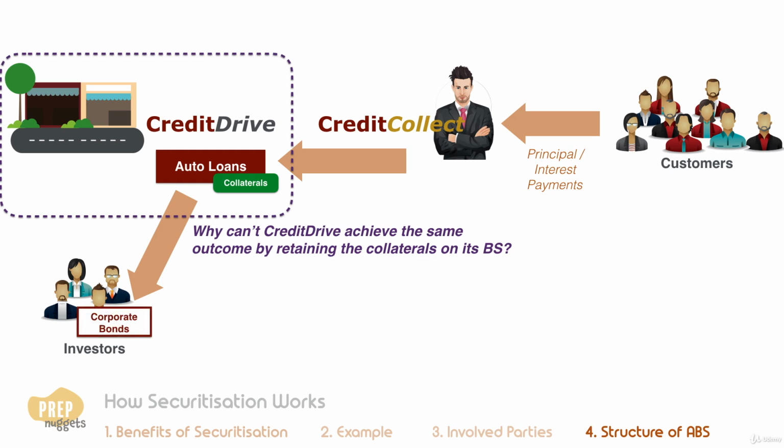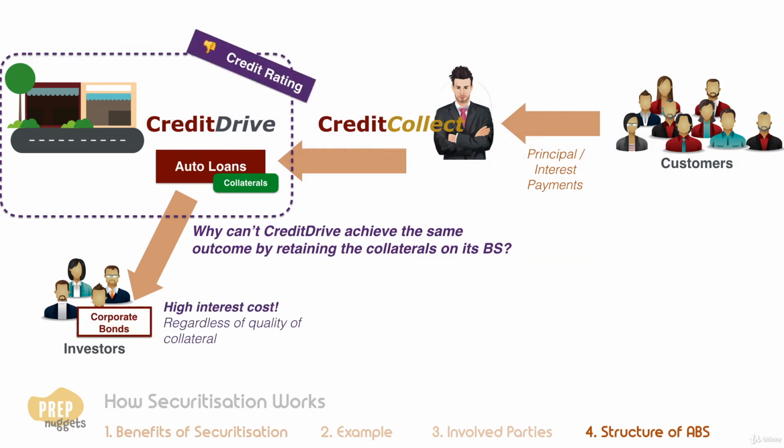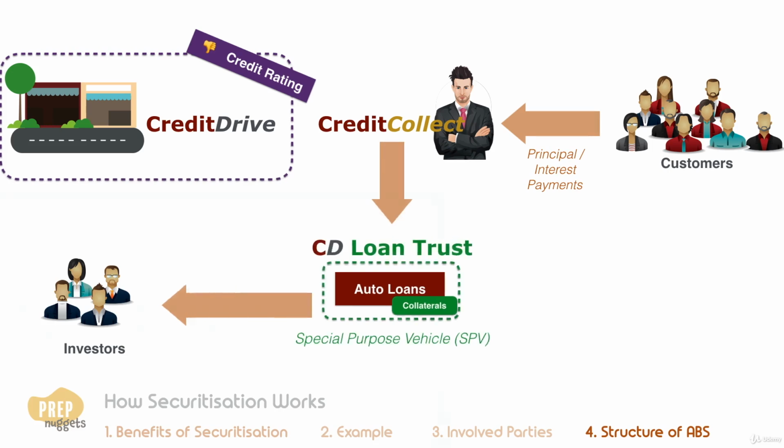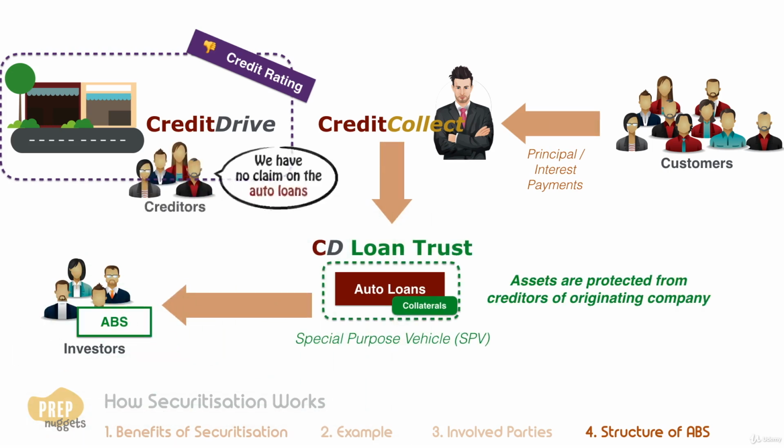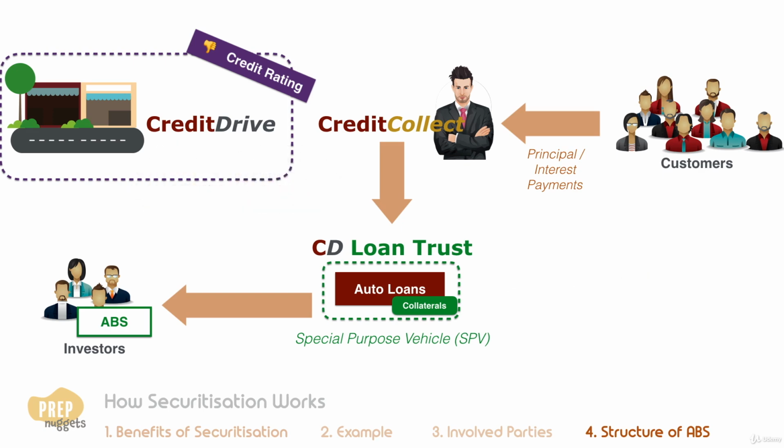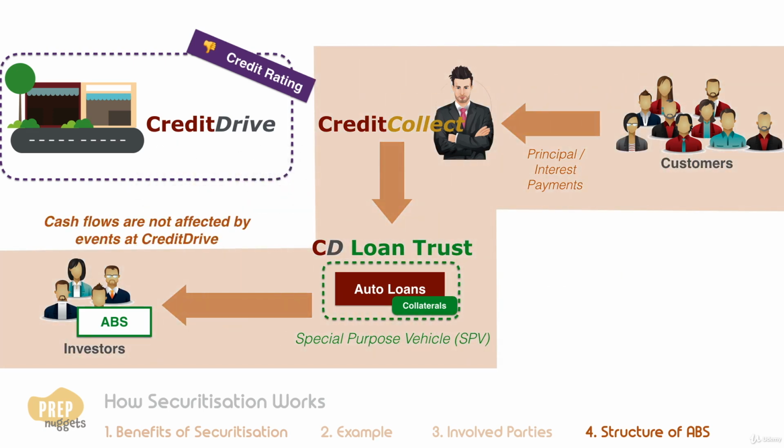The primary reason has to do with funding costs. If Credit Drive as a company has poor credit ratings, the corporate bonds that it issues may have high interest costs, no matter the quality of the collateral placed. By selling the underlying assets to a separate entity, the assets are protected from the creditors of the originating company. With the ABS structure, the claims of the ABS holders to the cash flows from the auto loans are not affected by the financial position of Credit Drive or its bond rating.